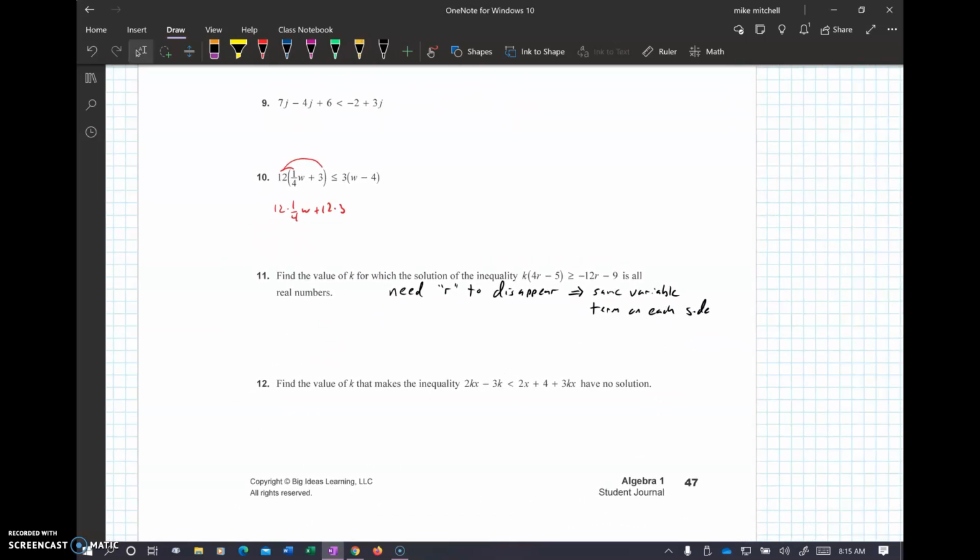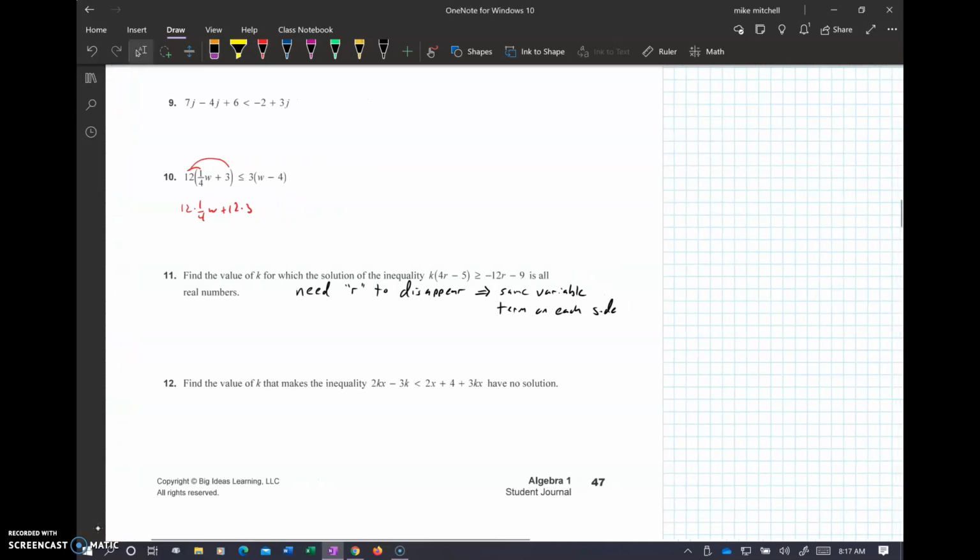Number 11, find the value of k for which the solution of the inequalities is all real numbers. In other words, we need the r to disappear. You need the same variable term on each side. 11 and 12 are a little bit tricky here. If you get these, you're pretty awesome. These are more honors level problems, but always good to try to stretch your skills and push them a little harder. Don't panic if you struggle with these 2, though. There is no example for this one in the book, so make sure you follow this here.